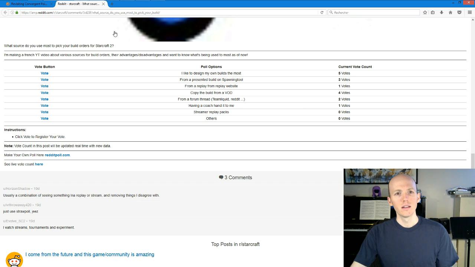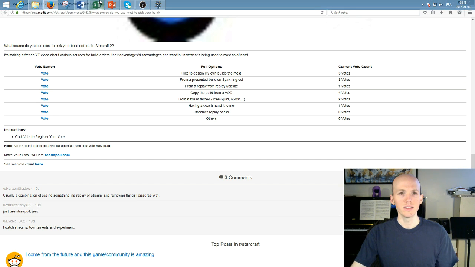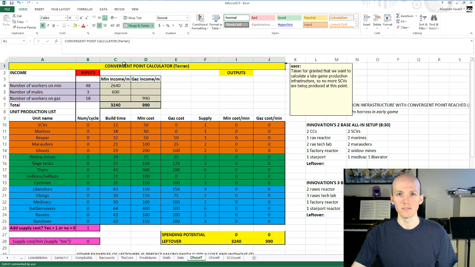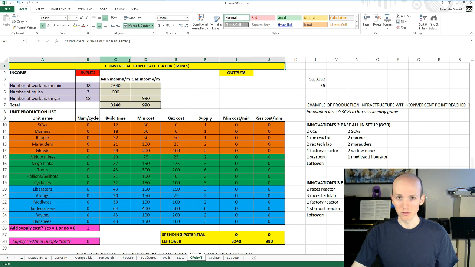So here we go. This is going to be the tool. It's called a convergent point calculator. Now this may seem like a pretty big sophisticated word. Don't be scared. We're going to explain what that means and how that's going to be useful to us.